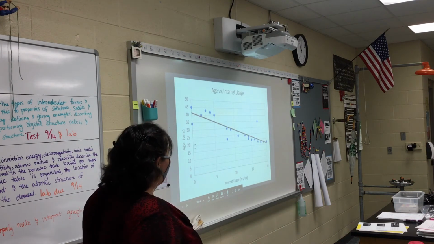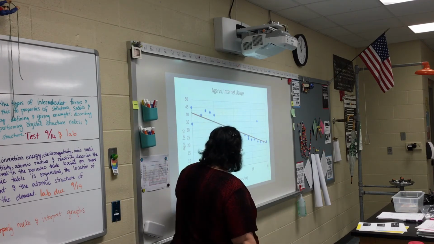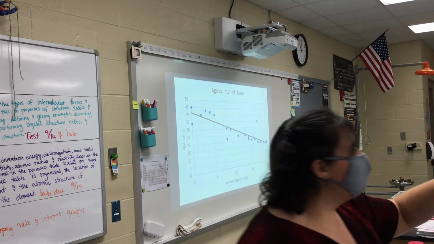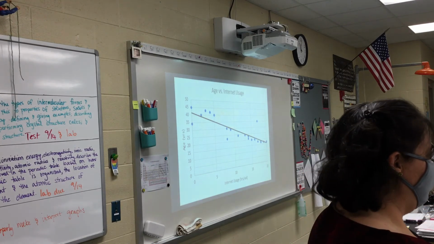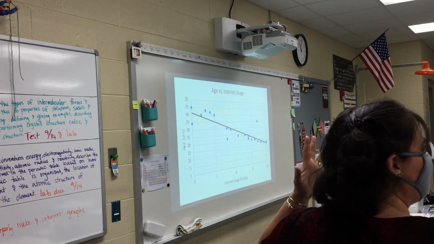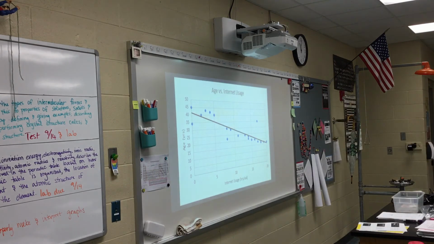So I have this graph. I put the best fit line on there. I'm going to ask you to take this information and write the equation for the line. So if you need to move up here so you can see whatever you need to see, you can do that. I'm going to give you just a few minutes to go ahead and write the equation for the line, and then we'll talk about it. Okay?